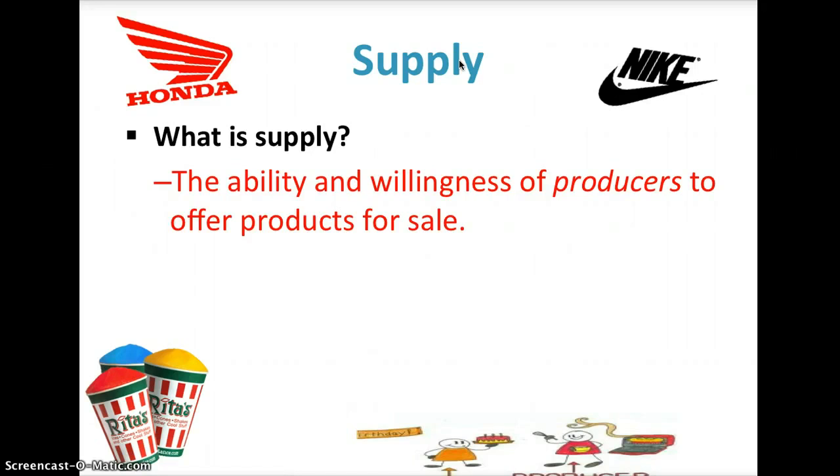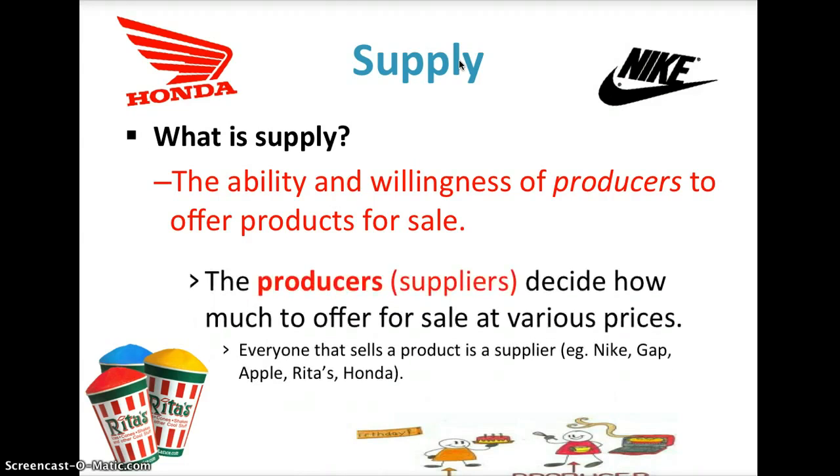So last night we took a look at demand, which has to do with the consumer, has to do with you buying things. What are you going to want at each price? Supply has to deal with the producers, the guys making those products. What are they willing to supply and at what prices? Right, so they decide how much to offer. So Nike, Gap, Apple's, Rita's, Honda all decide at what price to supply their products at.